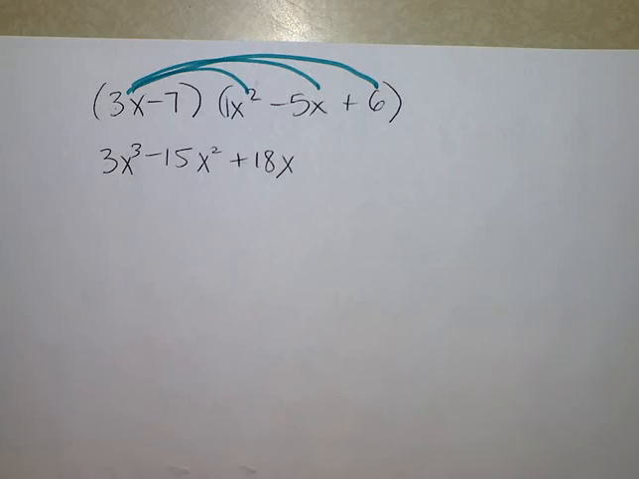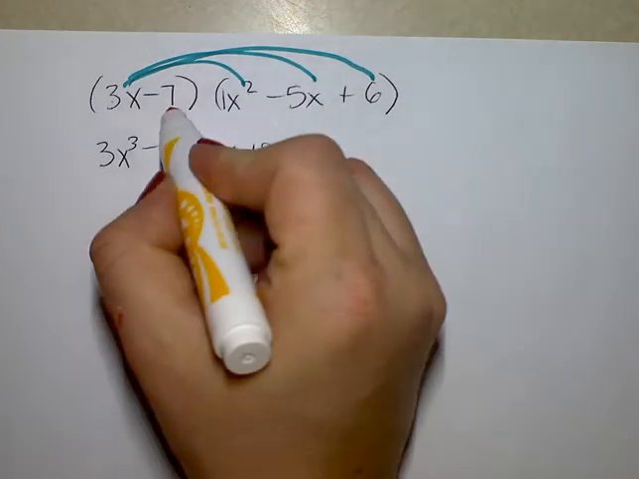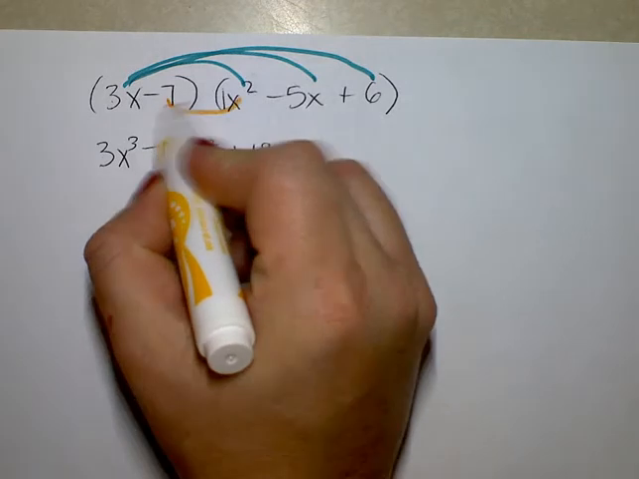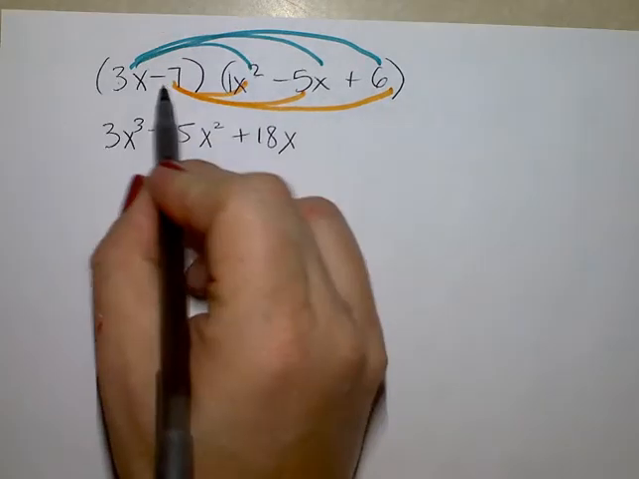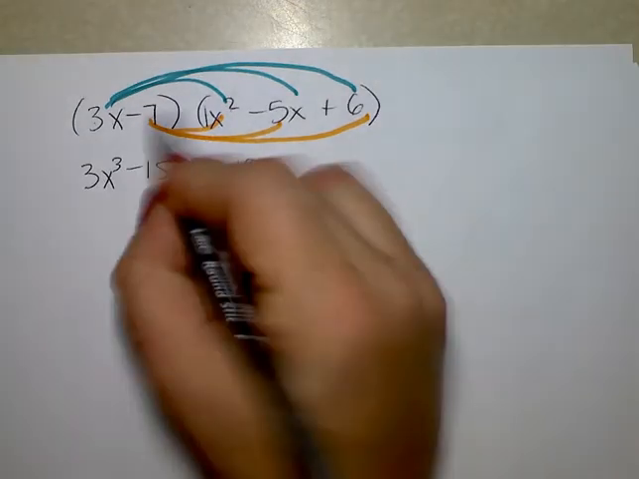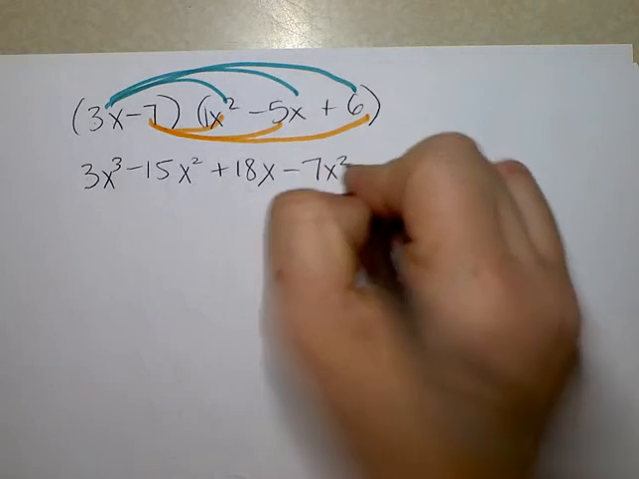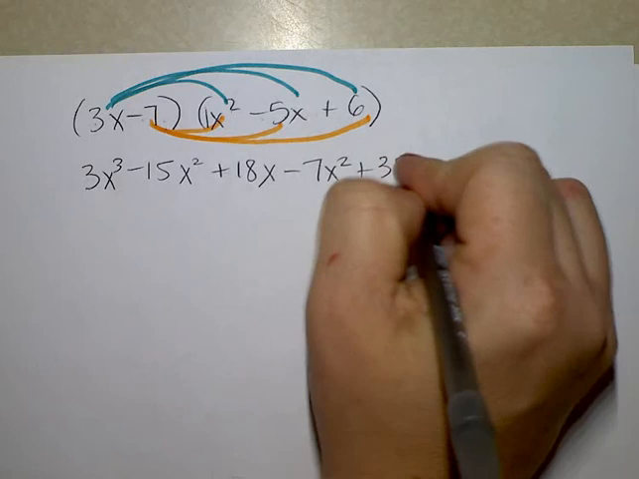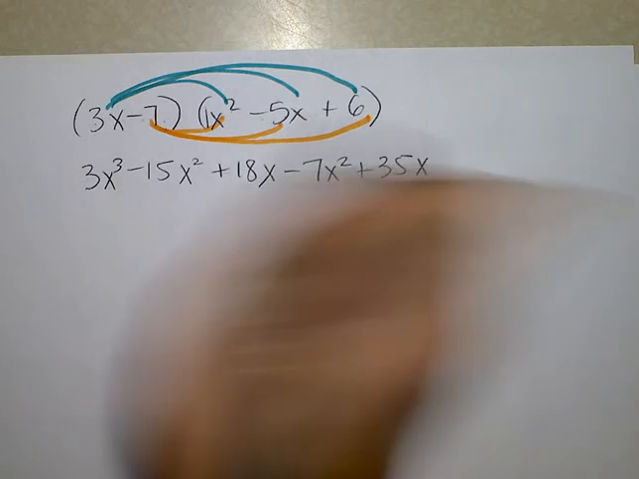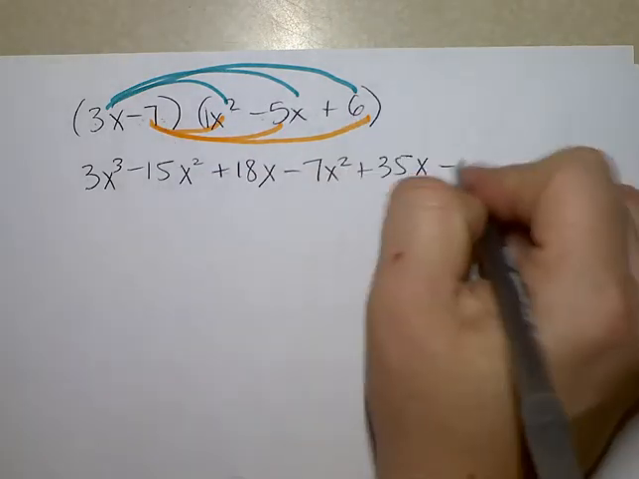I'm going to take the second term and do the same thing. The second term in the first parentheses is going to be distributed to the three terms in the second parentheses. Negative 7 times 1x squared is negative 7x squared. Negative 7 times negative 5 is a positive 35, and there's 1x. And negative 7 times positive 6 is a negative 42.